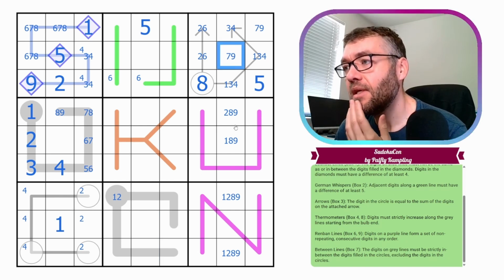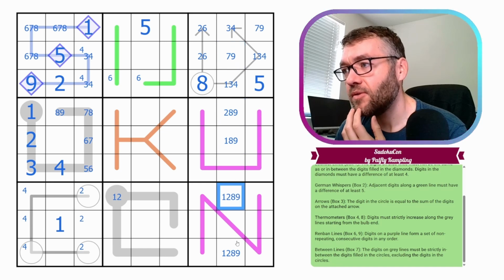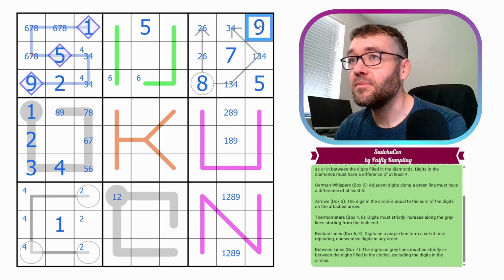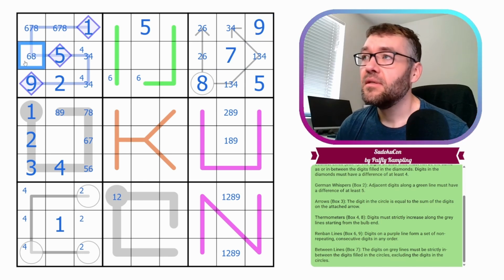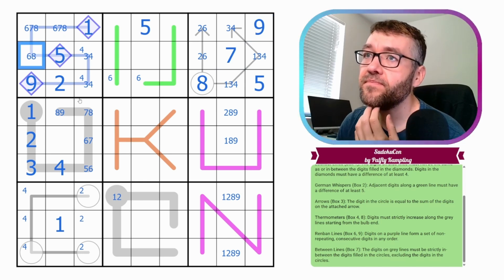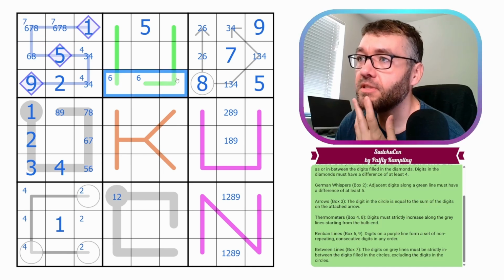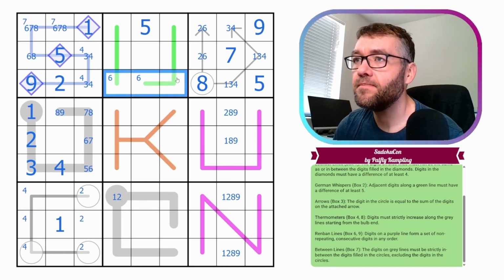Oh, you know what? This can't be a 9 because we had this 1, 2, 8, 9 quadruple here. So this has to be a 7 now that I think about it. And this has to be a 9. Okay. It places a 7 up here, which puts a 7 down here somewhere.